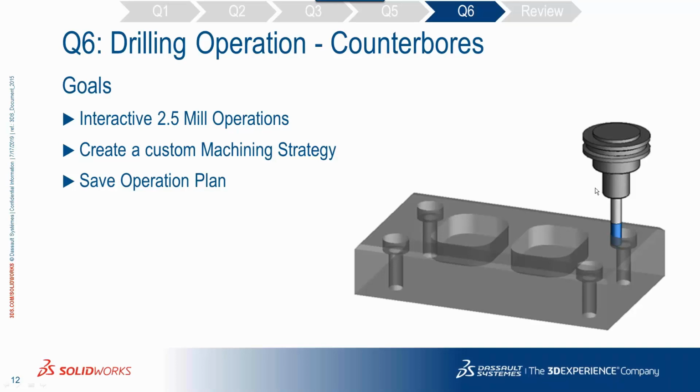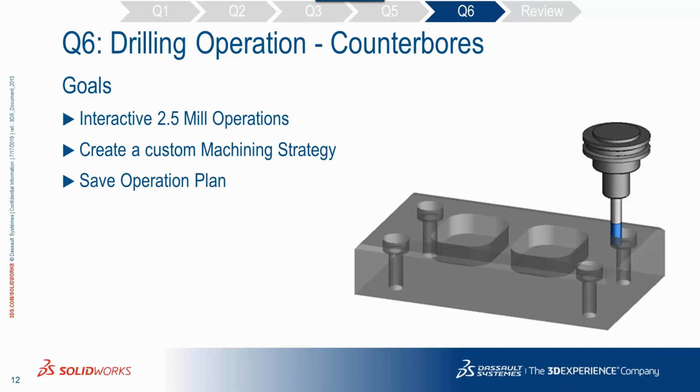And with drilling operations, we're going to utilize interactive 2.5 mil operations. The goal is also to create a custom machining strategy. Many companies have their own custom machining strategy for doing reaming, threading, tapping, and in this case, counterbores. So then go through and create a custom machining strategy and utilize the save operation plan to save out this custom machining strategy we create for future use. So let's dive on in.